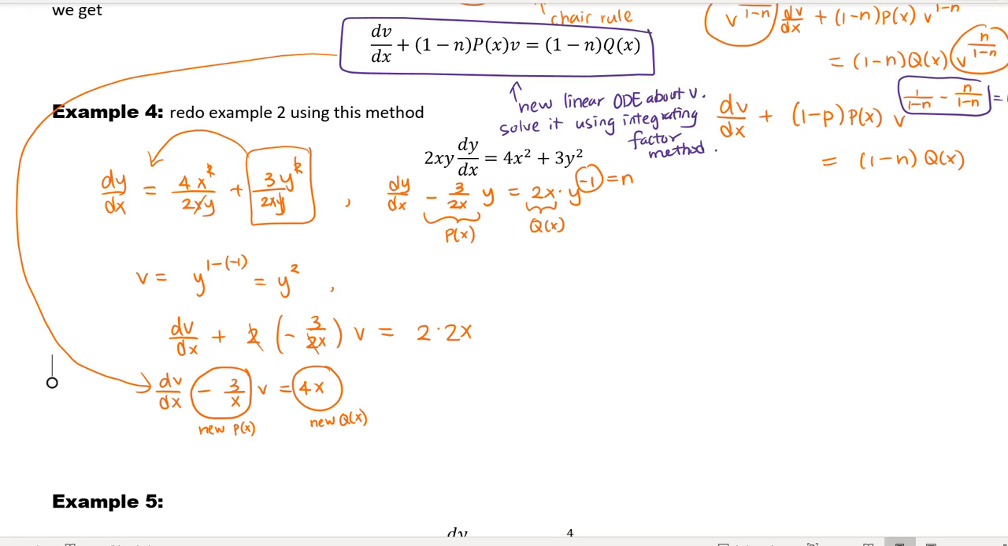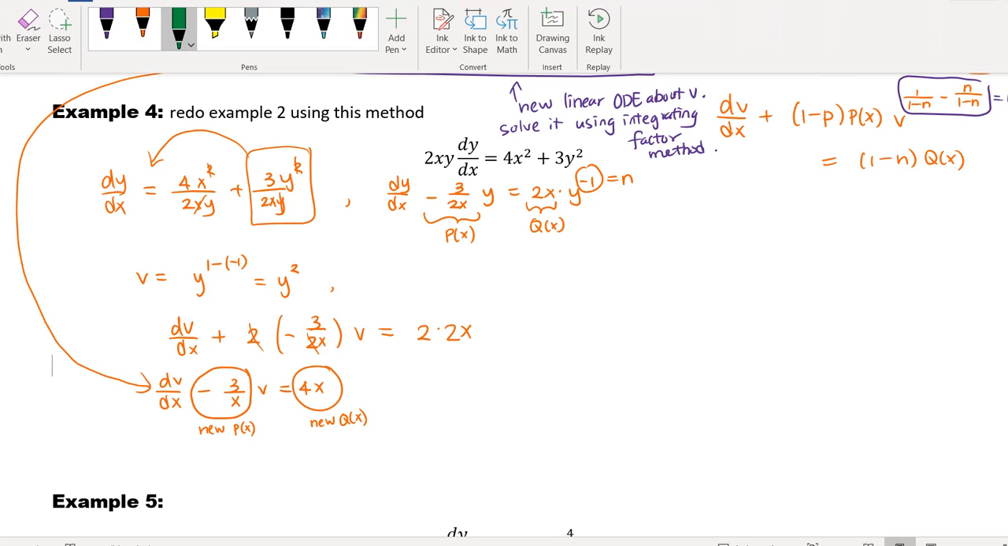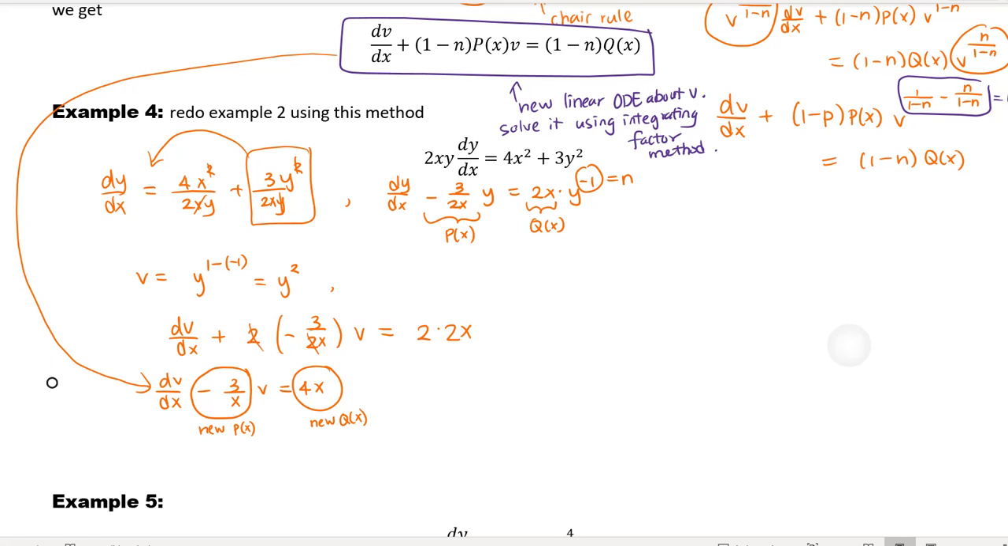All right. So now we continue. Let me use a different color so you know. So now mu of x is e to the integral of the new p of x, which is minus 3 over x dx. This is e to the minus 3 ln of absolute value of x. And let me guess what this is. Absolute value of x to the minus 3. And here, because we don't have initial conditions, so just assume x is positive. So we get x to the minus 3.